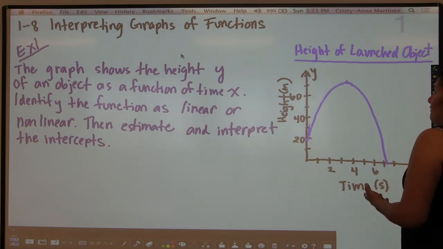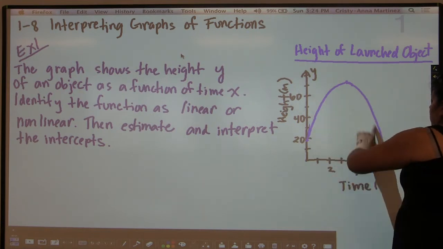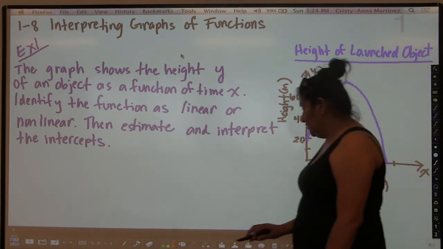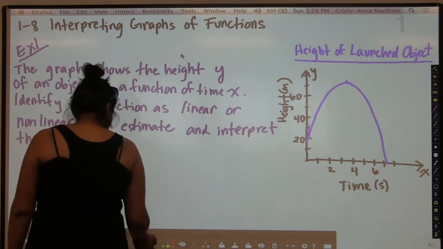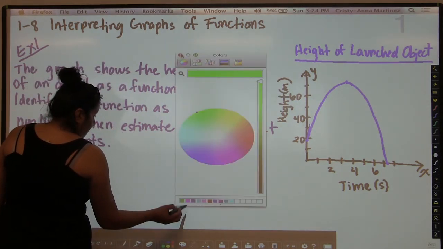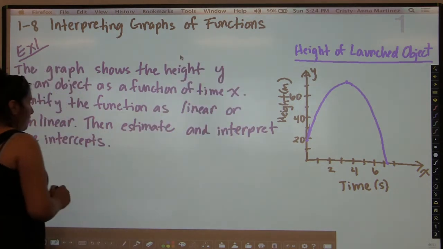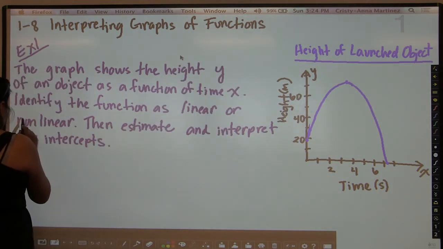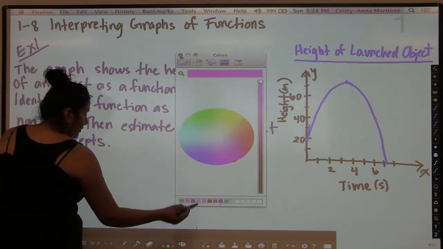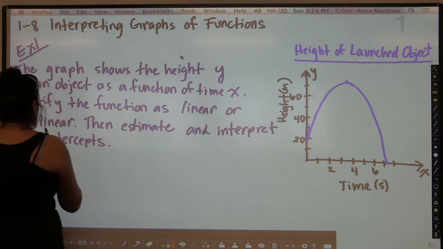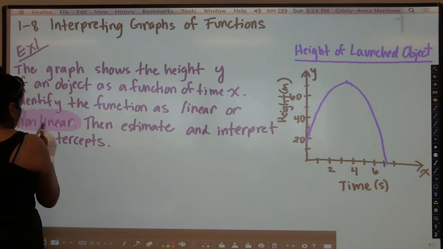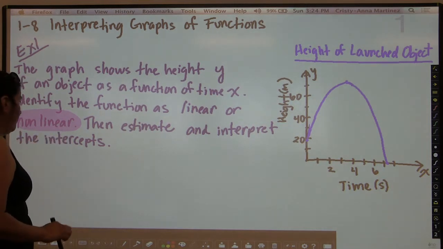Since this graph is actually a curve, and therefore not a line, it is going to be called nonlinear. I'm going to indicate it using my highlighter here. Instead of linear, we're going to circle nonlinear, because it is not a line. Had it been a line, we would say that it was linear.